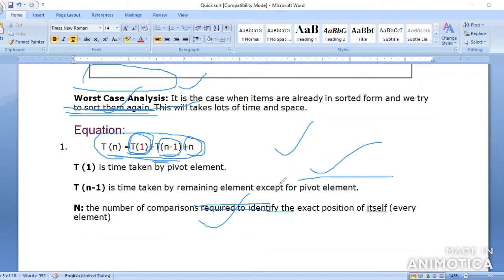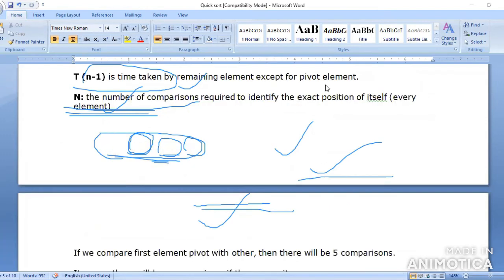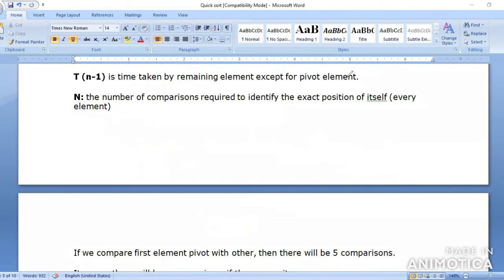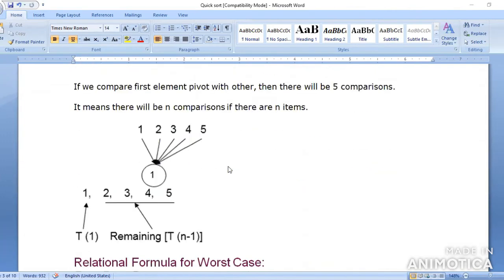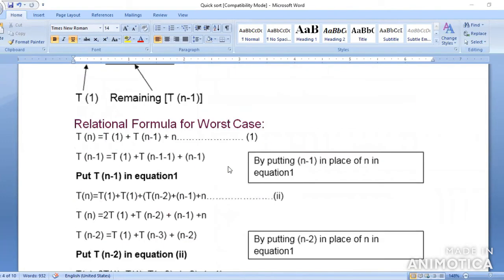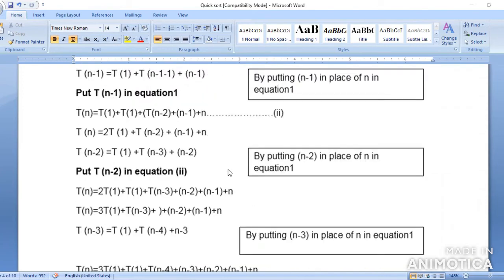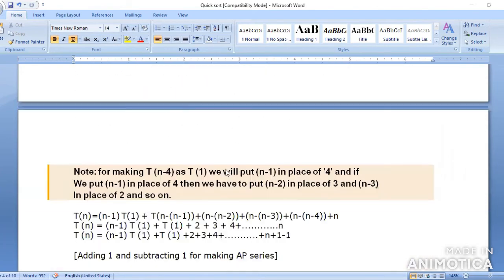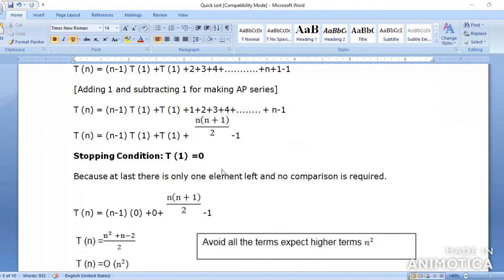Okay. So this is for worst case analysis. In that worst case analysis, here you can check. I simply said that the worst case complexity of the given problem is T of n will be equal to a simple formula, T of n minus 1 plus n.